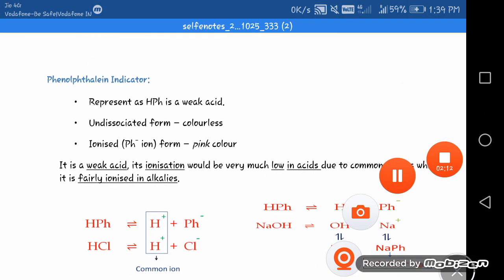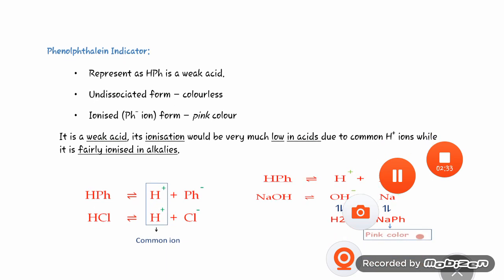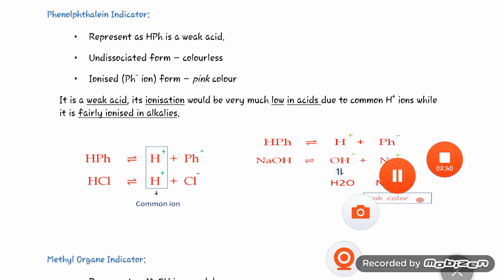Next, the phenolphthalein indicator, represented as HPh. The short form of phenolphthalein indicator is HPh, and it is a weak acid. Second, its undissociated form is colorless. Third, the ionized Ph ion form is pink in color. It is a weak acid. Its ionization would be very low in acids due to the common H positive ion, while it is fairly ionized in alkali.